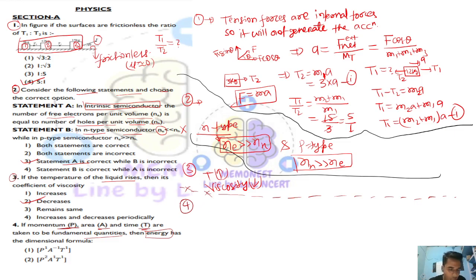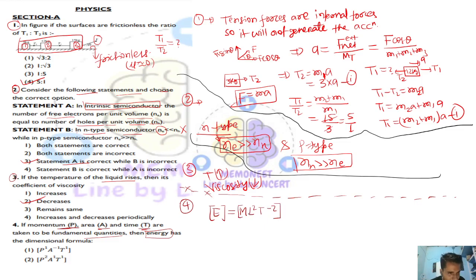Okay, we know if we want to calculate the dimension of energy, it's simply work, that is force into displacement, or the dot product of force and displacement, and it can be written as M L square T minus 2. This is the dimension of energy.